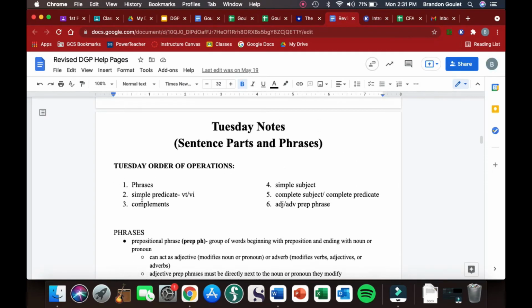If we look at our order of operations, now we're looking for complements. Now the direct object would fall into that category. We don't have any intransitive verbs or linking verbs, so we don't have any complements in the sentence. So we can move on to step four.